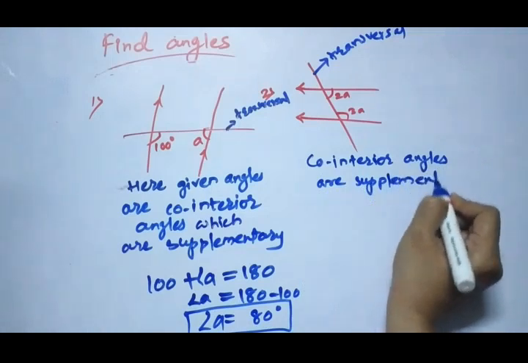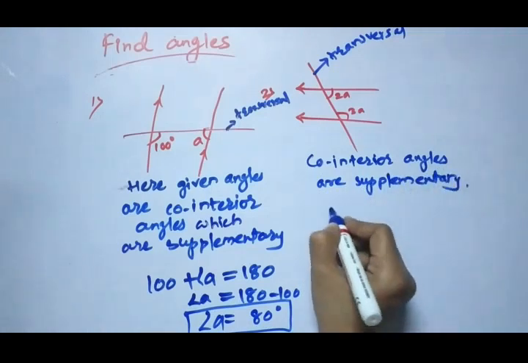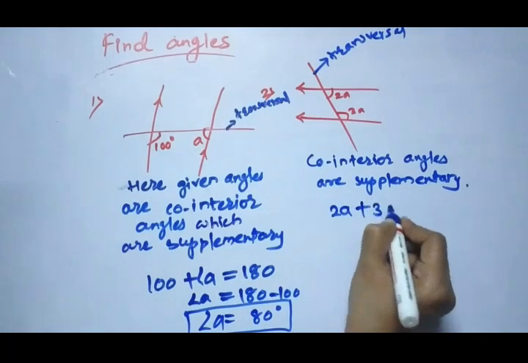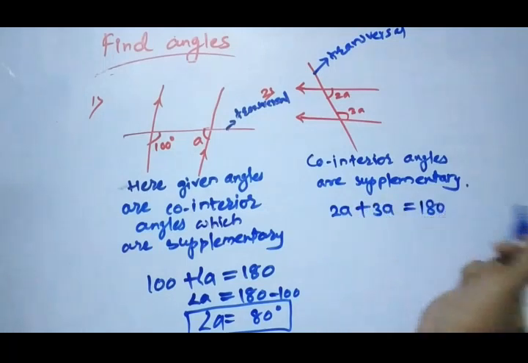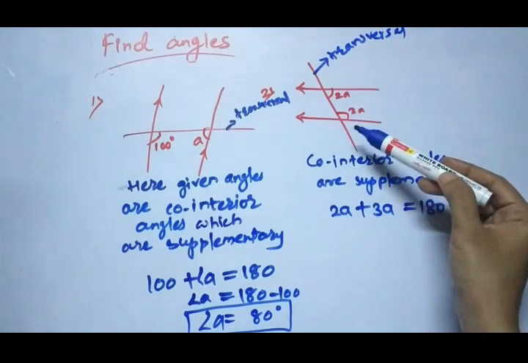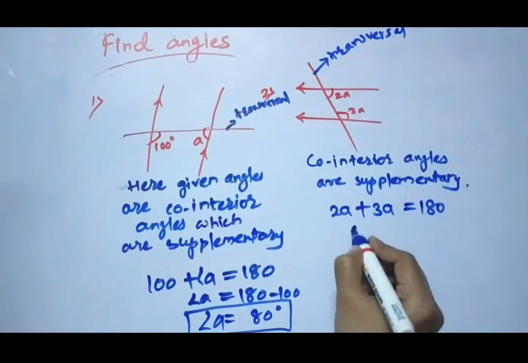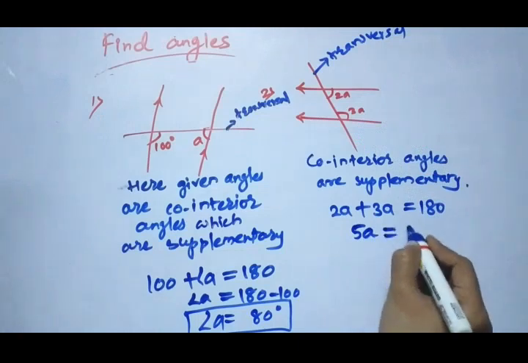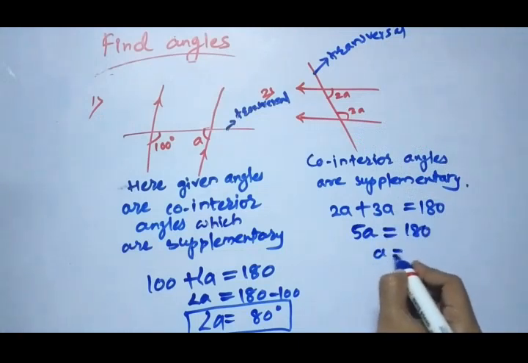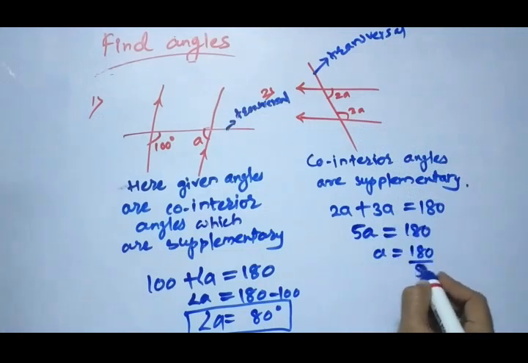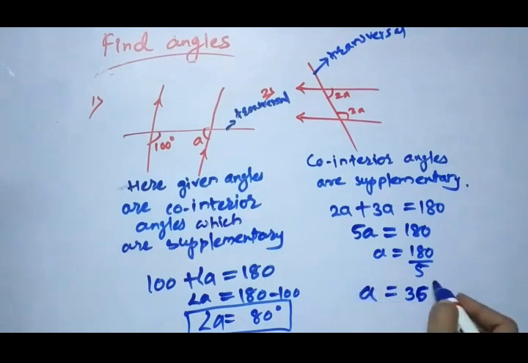So friends, you can easily get the angles 2A plus 3A equal to 180. Here angles are not directly given, they are given in the form of 2A and 3A. So 2A plus 3A, friends, you will get like terms, 5A is equal to 180. So A is equal to 180 divided by 5. Write down just here: A is equal to 36. So friends, you got A is equal to 36.